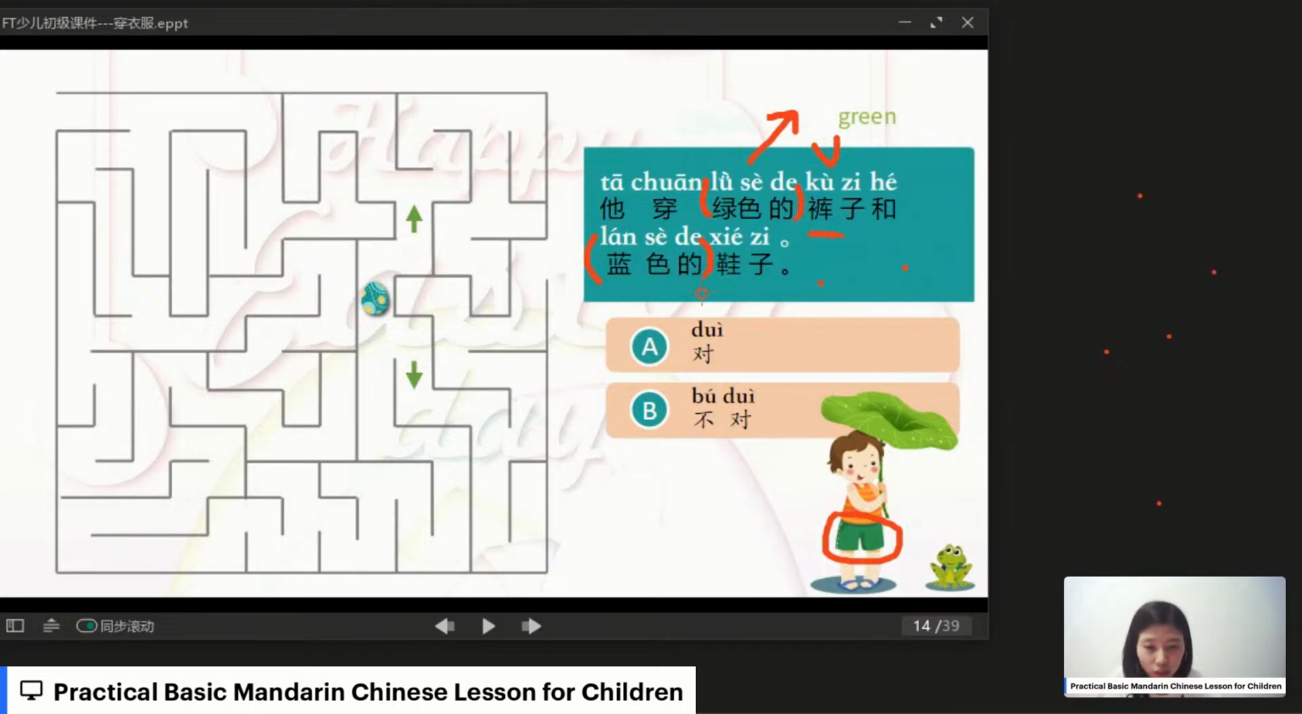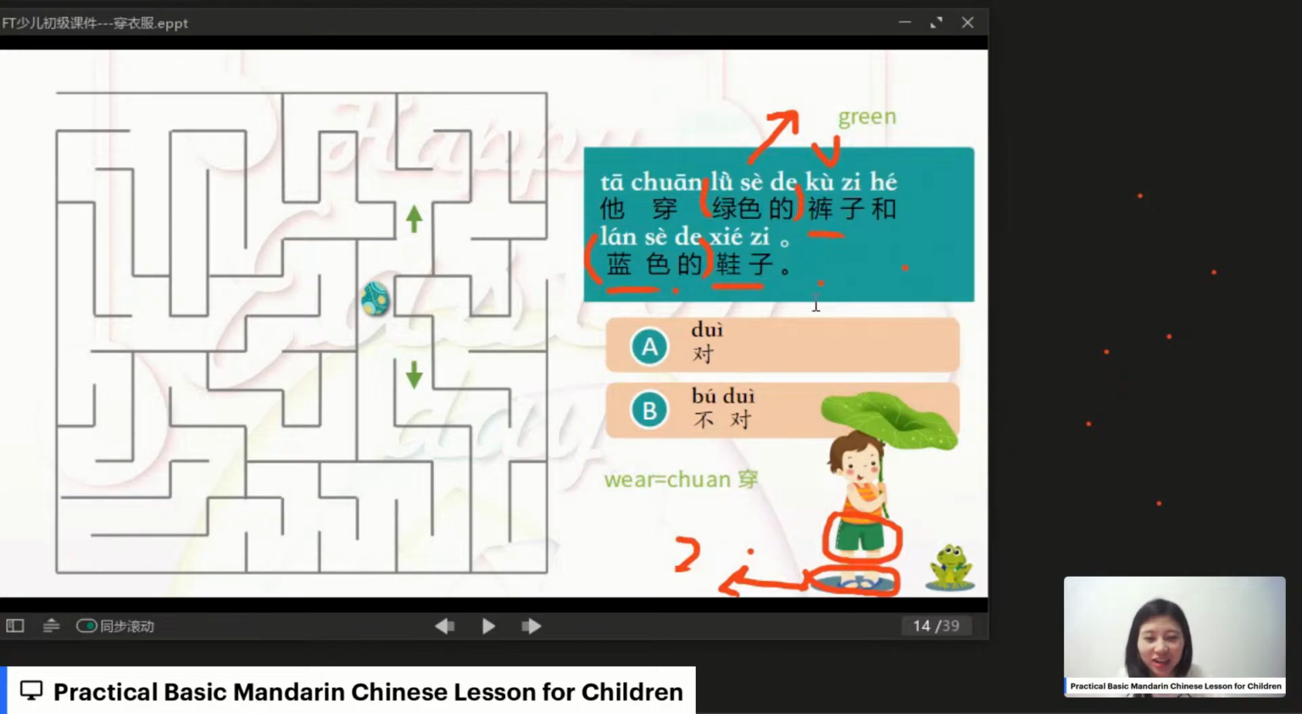Let's see the next part. 鞋子 would be shoes. Let's check this one. That would be the second part, which is saying 蓝色的, blue. 穿 is wear. 穿 is like wear. This is a 穿, that's the verb. Normally we use that to describe like 我穿白色的衣服, 我穿鞋子, something like that.